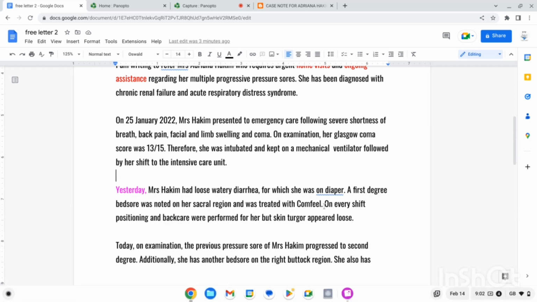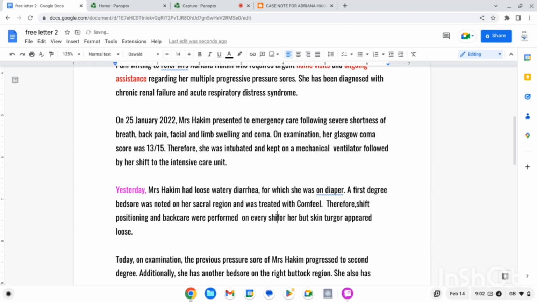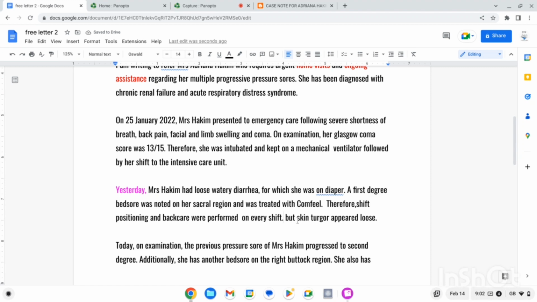Then again, because of that, you can put "therefore": therefore, positioning and back care were performed on every shift, full stop. This is not needed.